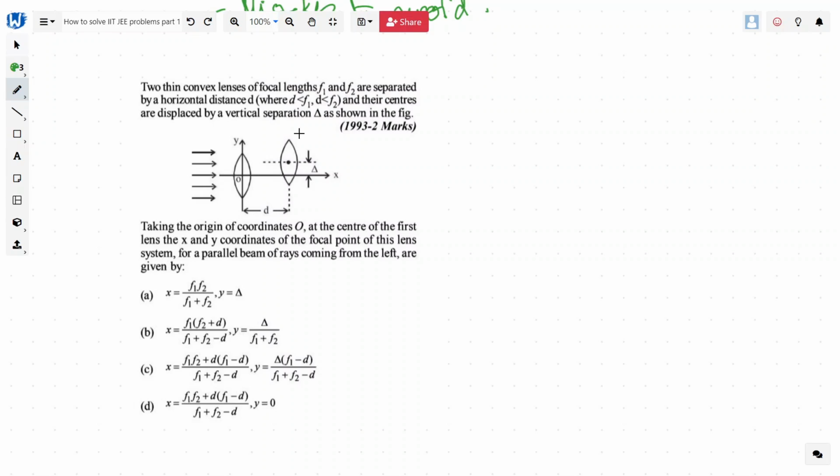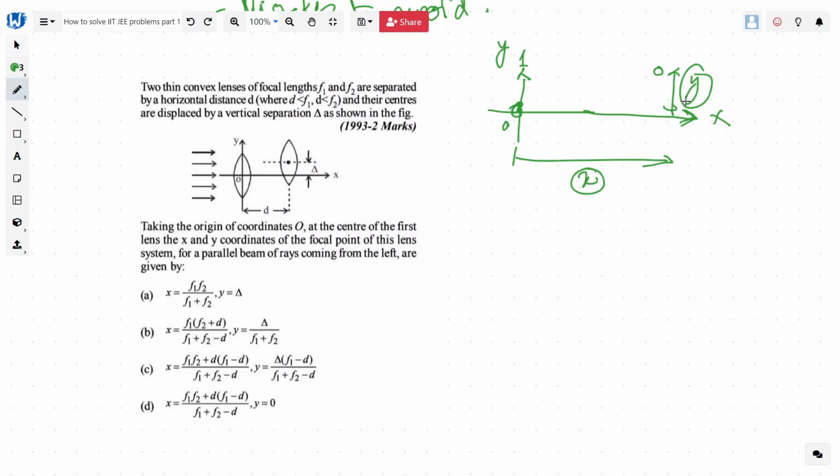Here the first thing is that they are already defining the coordinate system. Here is our lens number 1, and they are saying put a 0 over here, and this is your x-axis and this is your y-axis. Any calculation you do has to be from this reference frame. Wherever the image forms, we have to write our answer in these units. Suppose it is forming over here, this will be the x coordinate, this will be the y coordinate. That is the first thing you have to take into account.